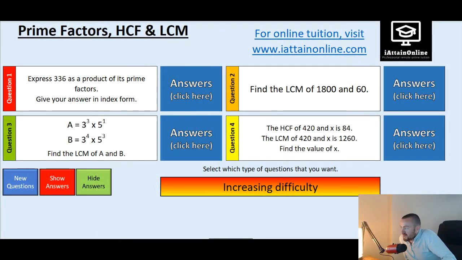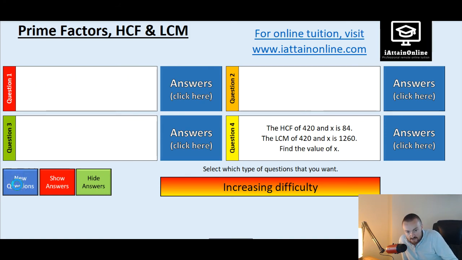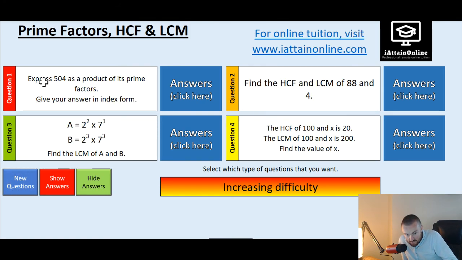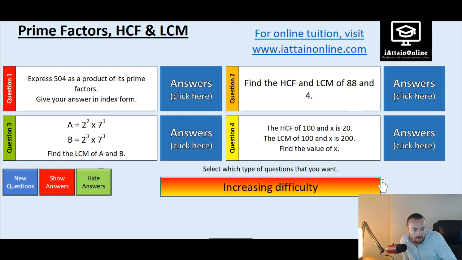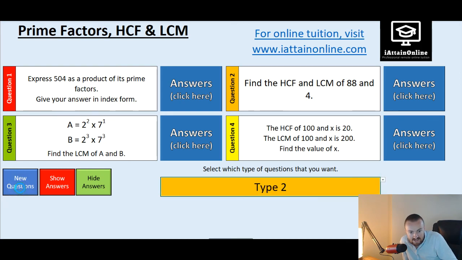Okay, so I have made another one of my question generators. Remember, when you open it, you might get a yellow ribbon at the top that says enable content or enable macros. You must click that, otherwise the buttons will not work. It's set to increasing difficulty, so these go with each of the 4 examples I've just gone through. But you can change this to get a particular type of question: example 1, 2, 3 and 4. And then you can just get 4 questions of that difficulty.